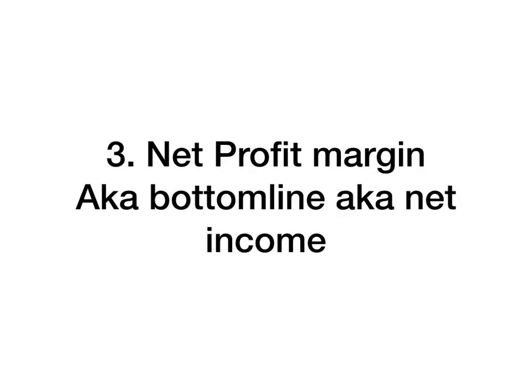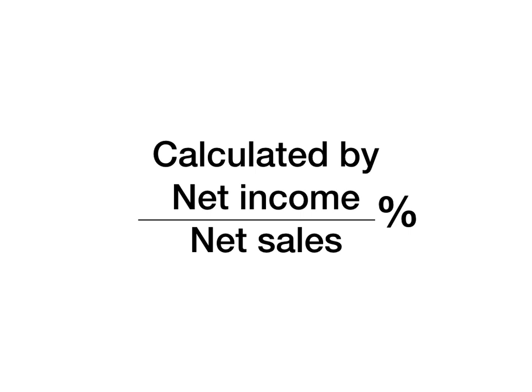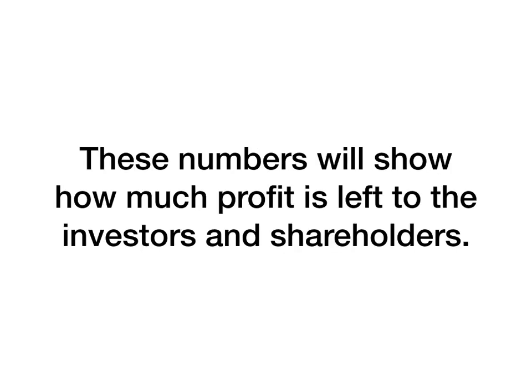Number 3, net profit, aka bottom line, aka net income. This is what is left after everything else. This is how profitable a company is. Net profit is calculated by net income divided by net sales, where net income is gotten by net sales minus COGS minus other expenses minus interest minus taxes. These numbers will show how much profit there is, how much is left for the investors and shareholders.